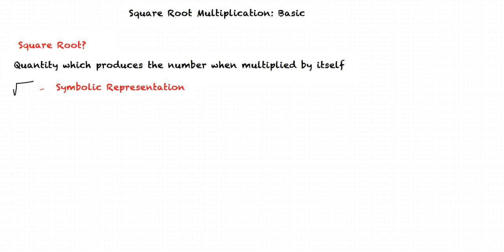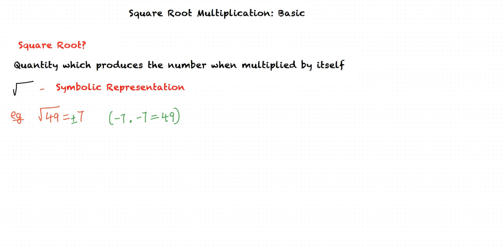This is the symbolic representation of a square root. For example, the square root of 49 is 7. In other words, 7 times 7 is 49. Usually, a plus or minus sign is included while representing the square root of a number, since negative 7 times negative 7 is also 49.